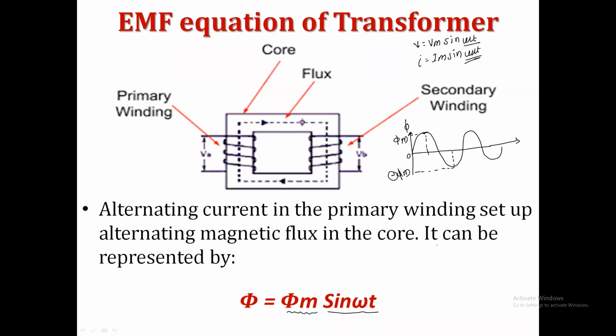What is this phi m? What is this Vm? What is this Im? This is nothing but the maximum value. Maximum value phi m, I have shown it in the diagram. And what is this phi? What is this V? What is this I? It is called the instantaneous value. Have you heard the word?